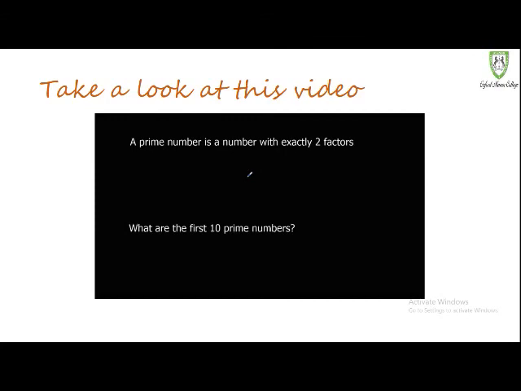Okay, a prime number. A prime number is a number with exactly 2 factors. So it's got 2 things that multiply together to make it. So 1 is not a prime number because we can only make 1 by doing 1 times 1. This has got 1 factor, 1. 2 is a prime number. So I can do 1 times 2 or 2 times 1. There are no other things that multiply together to make 2. So it's got exactly 2 factors.